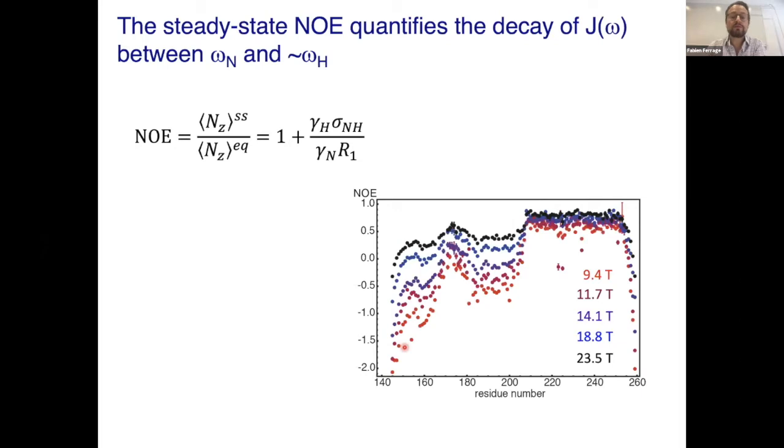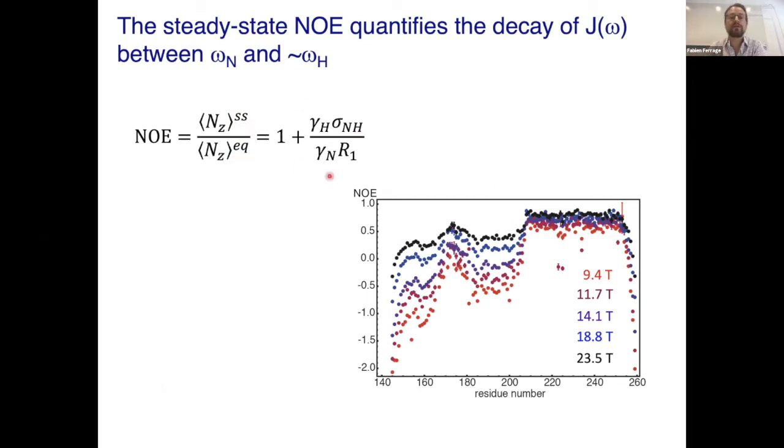So we do not measure it in a transient manner, like in the NOESY experiment, but in a steady state experiment where we saturate the protons and we look at the ratio of intensity that comes from longitudinal polarization of nitrogen in the saturated experiment or in the equilibrium experiment.